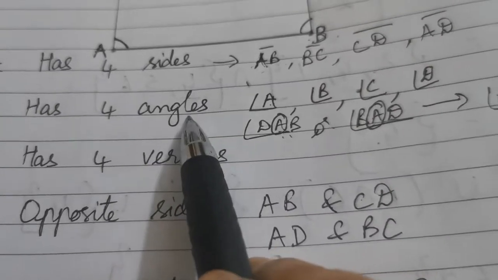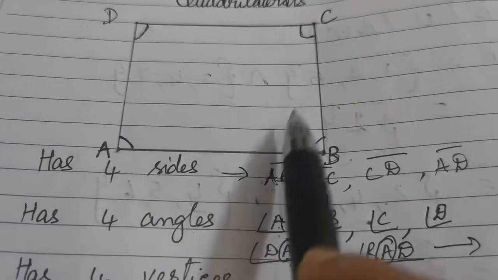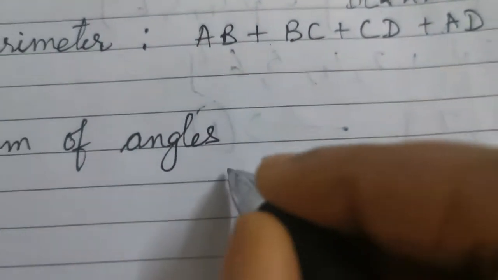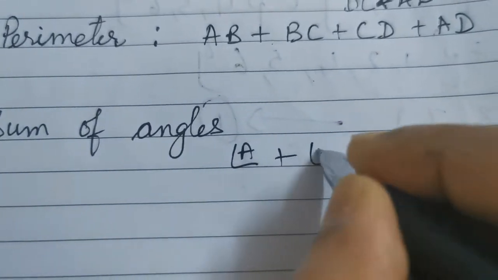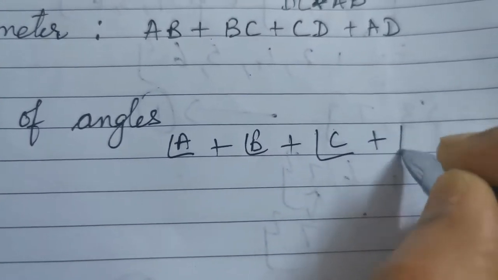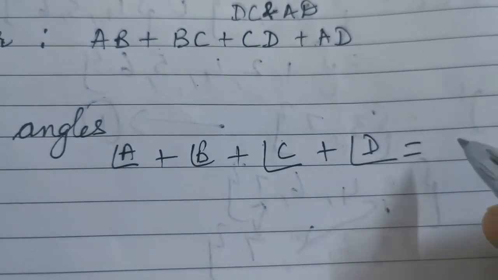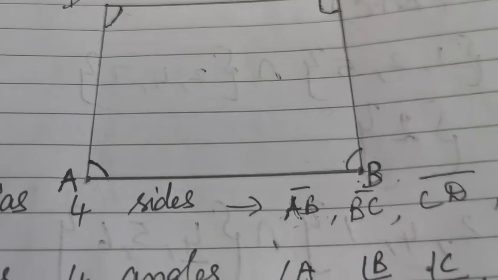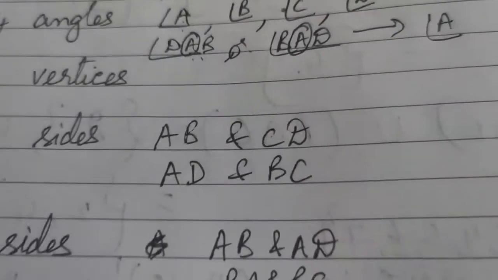Now let's discuss angles. Now I told you that there are four angles in a quadrilateral. So when we add all the four angles, the sum will be 360 degrees. You can draw any quadrilateral, take the protractor and measure these four angles. Every time the sum of the four angles will be 360 degrees.